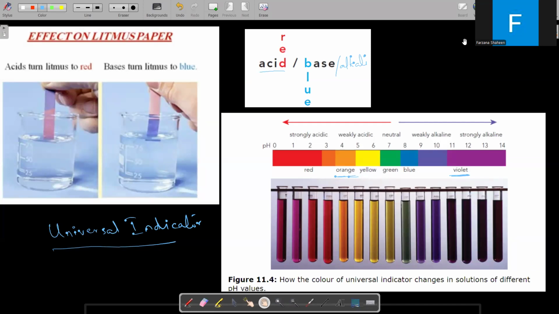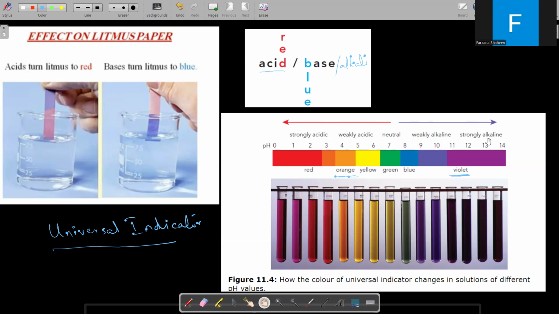It is important, children, to realize that the pH scale is a logarithmic scale. So this is a logarithmic scale in which two adjacent values, like for example 6 and 7 or 7 and 8, change by a factor of 10. Each pH unit means a 10-fold difference in hydrogen ion concentration. An acid of pH 1 has 10 times the hydrogen ion concentration of an acid of pH 2. So this is what you need to understand.